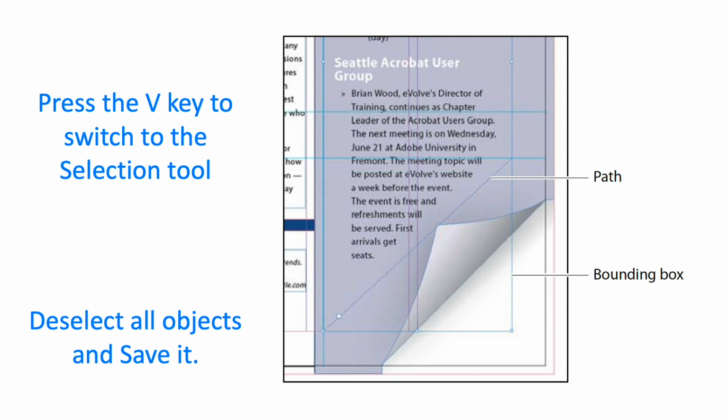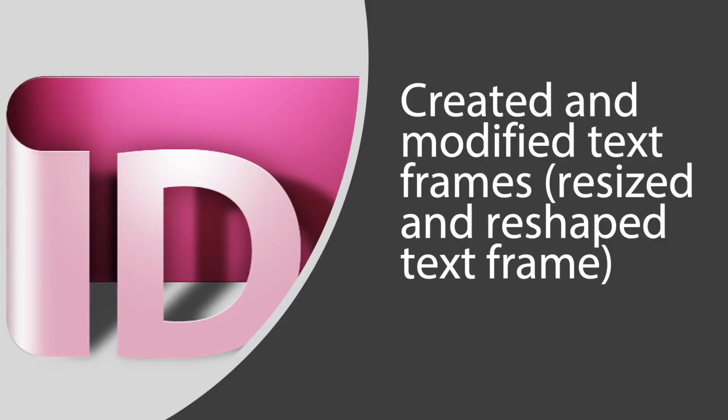So let's press the V key to switch to the Selection tool. We'll deselect all objects and save. So I hope that we learned how to resize and reshape text frames and will be able to apply them later on. Thank you.